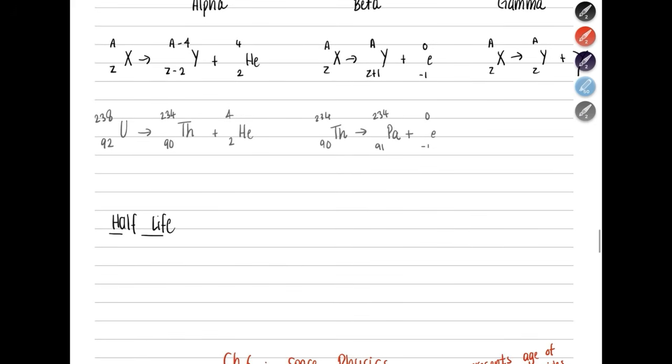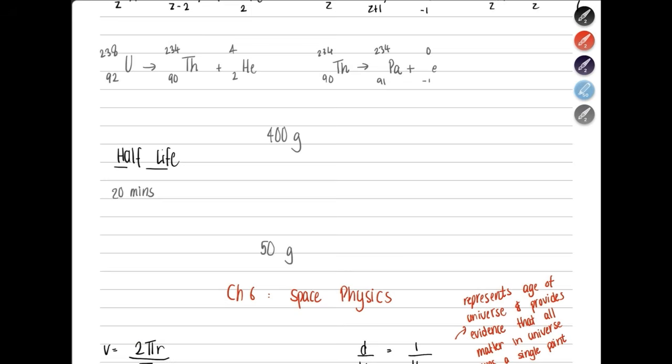Then you also have the concept of half-life. Half-life of an isotope is basically the time taken for half of the nuclei of that isotope in any sample to decay. Let's have a look at this example. Let's say you have a radioactive substance of 400 grams. It has a half-life of 20 minutes, and then after some time you see that this has reduced to 50 grams. They're asking you to calculate how many half-lives have passed. Okay, so initially, that means at time 0 it was 400 grams. After one half-life, that means 20 minutes have passed, right?